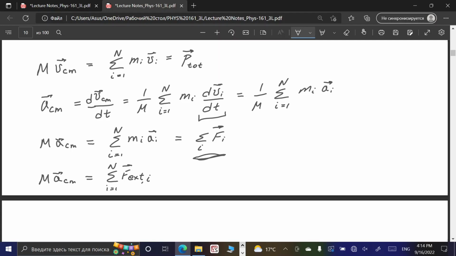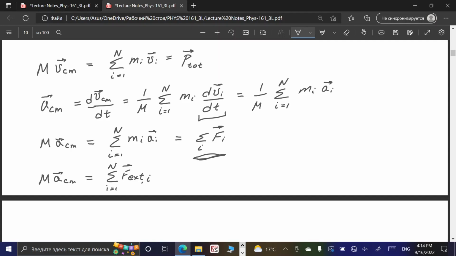Since here we have internal forces also, but the sum of all internal will be equal to 0, we can neglect the net internal force.